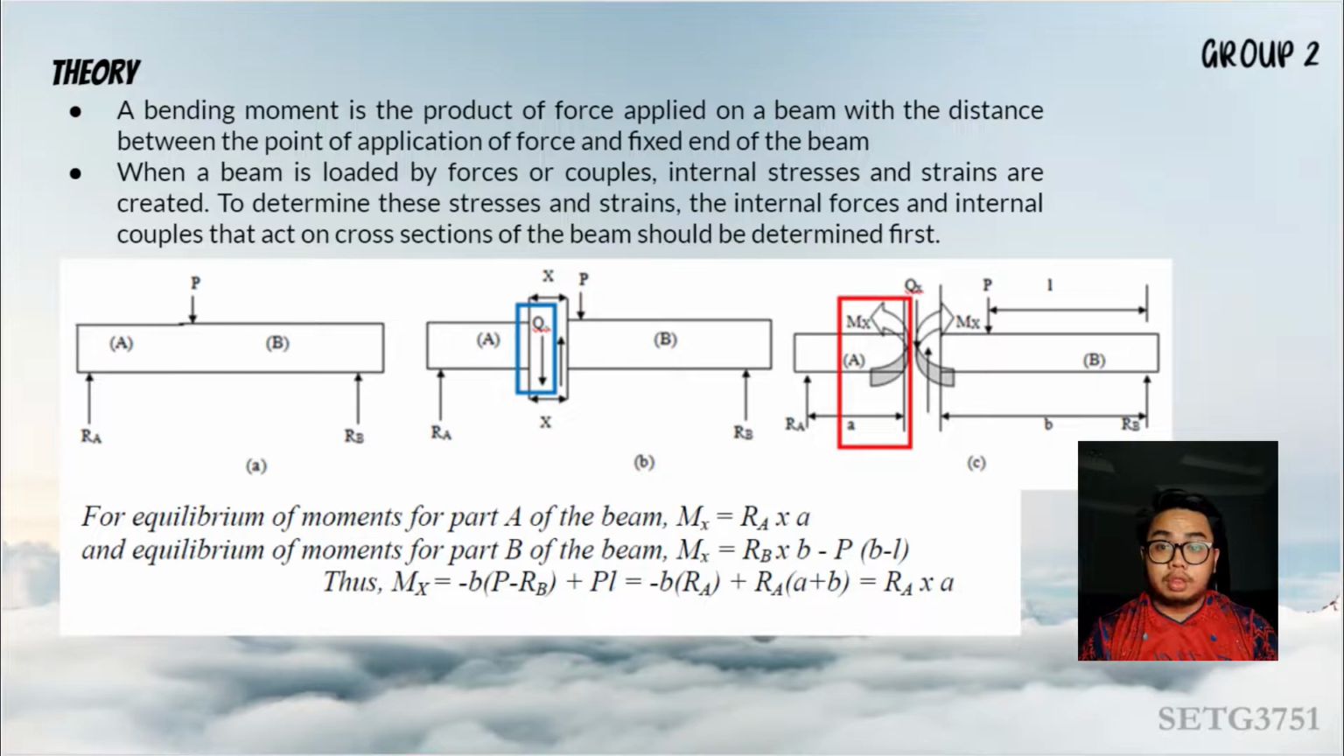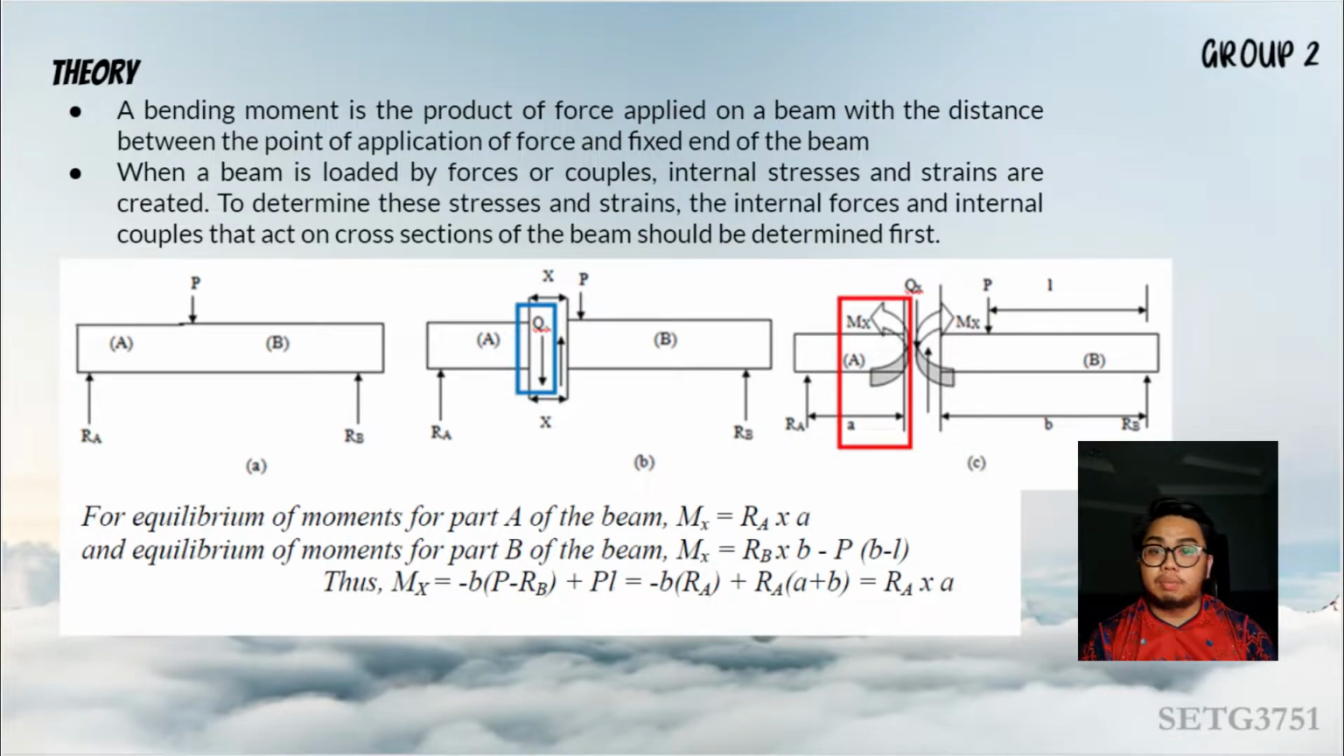Now we move on to the theory of the experiment today. Bending moment is the product of force applied on a beam with the distance between the point of application of force and fixed end of the beam. When an external load or the structural load applied in the beam is large enough to displace the beam from its present place, then the deflection of beam from its present axis causes a bending moment on the beam.